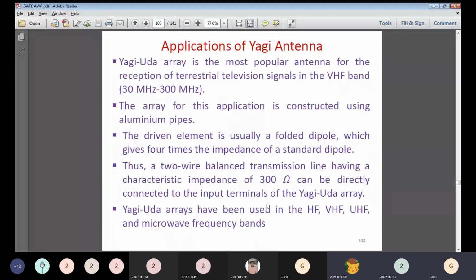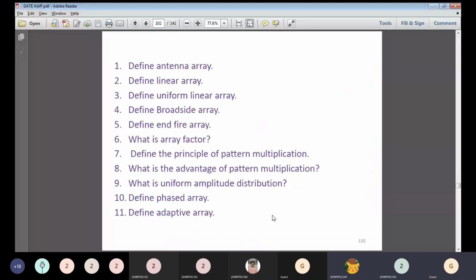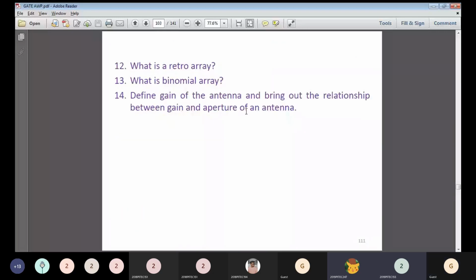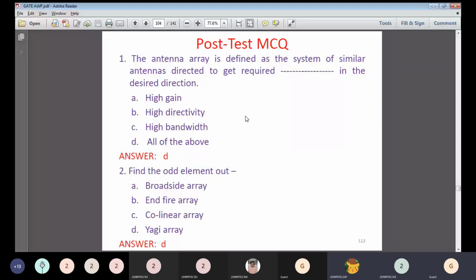Application, I told you, Yagi array is the most popular antenna for the reception of terrestrial television signal. In TV signal reception, we use the terrestrial television signal, VHF band, 32 to 300 megahertz. And these are the short questions which are frequently asked, just to go through once. And now we'll see some problems.